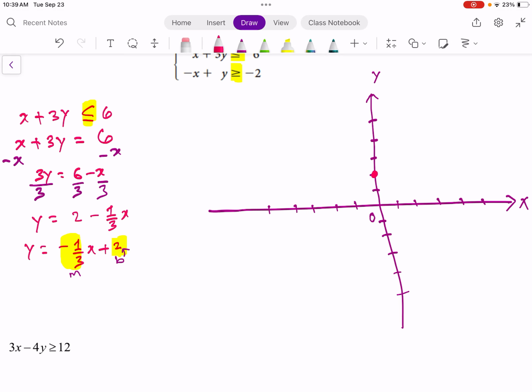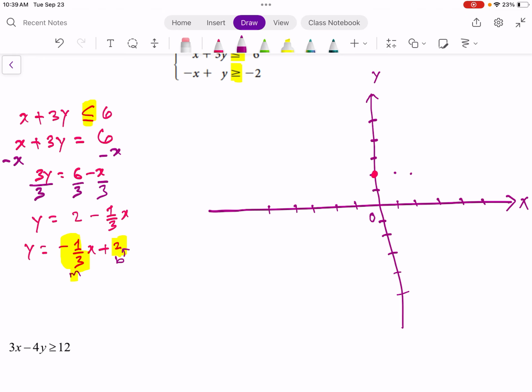Now let's find second point. And how do we find second point? We use slope. Okay, so our slope is negative 1 over 3. So what is this 3? Run. Okay, so you are running 3 unit. If you are taking positive 3, you are running right. If you want to take a negative 3, you are running left. Okay, so you run 3 unit right.